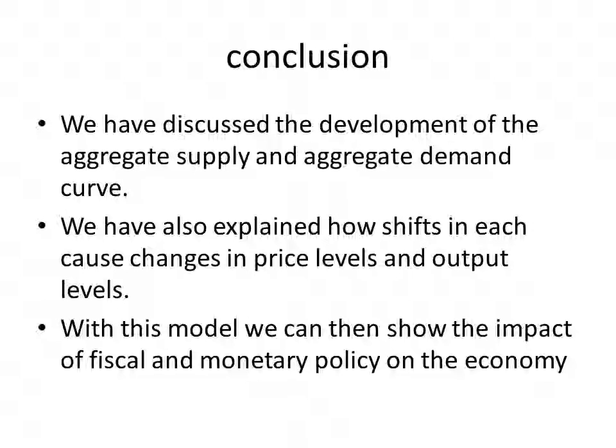When aggregate supply increases from AS2 to AS1, we see output increasing and price levels falling, or at least not increasing. In conclusion, we've discussed the development of aggregate supply and aggregate demand curves. We've also explained how shifts in each cause changes in price levels and output levels. And in this model, we can then show the impact of fiscal and monetary policy on the economy.